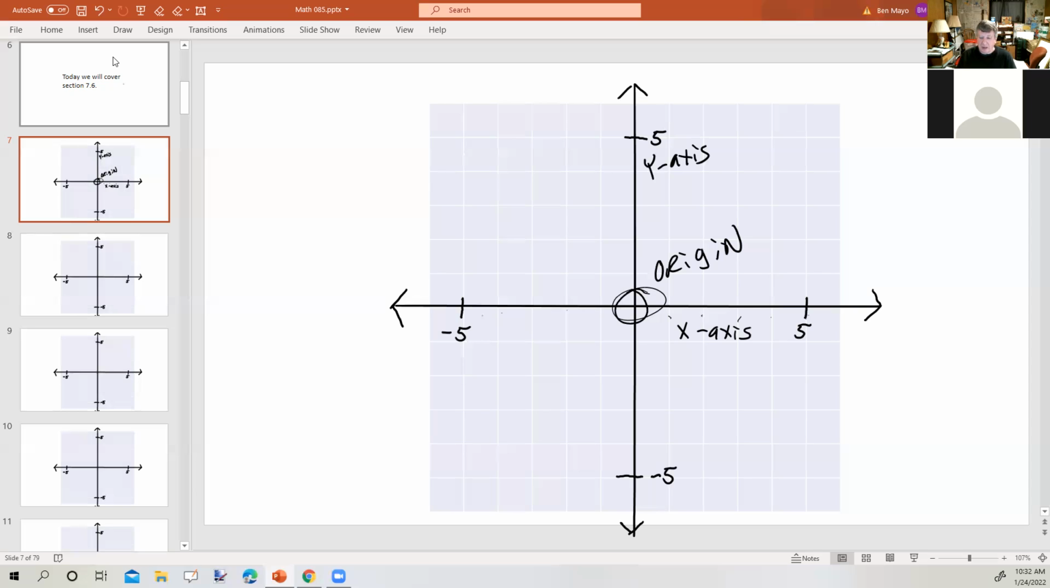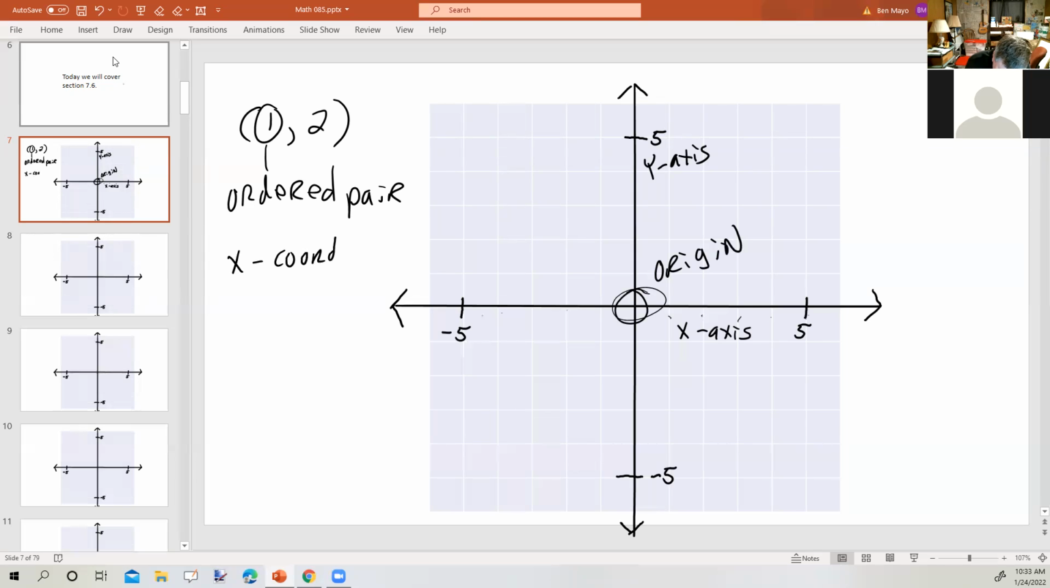A point on this graph, again, I mentioned it was two-dimensional, has 2 pieces of information to locate it, and they are written in a form that looks something like this. This is called an ordered pair. The first number is called the x coordinate, and the second number is called the y coordinate.